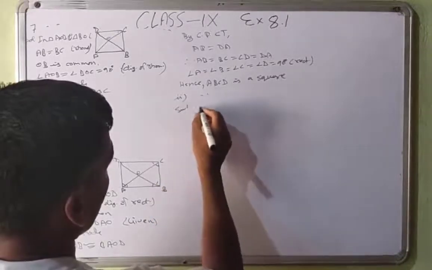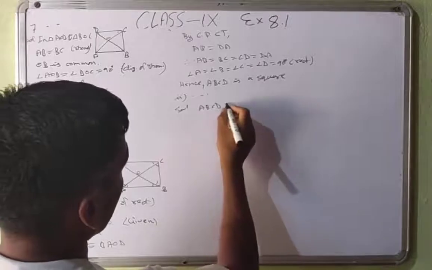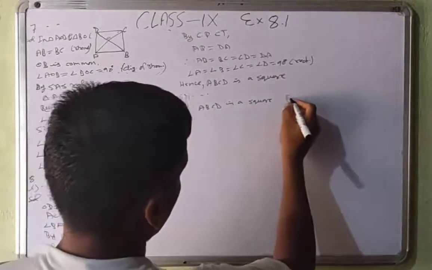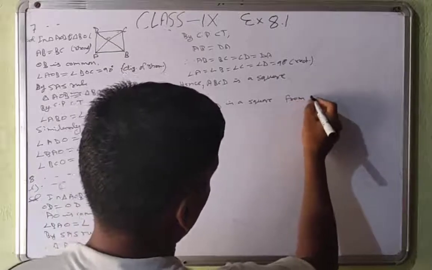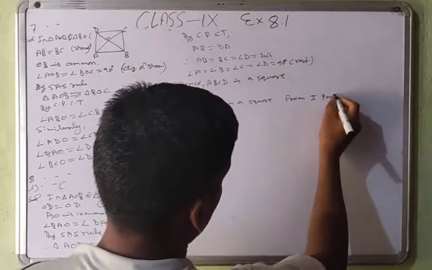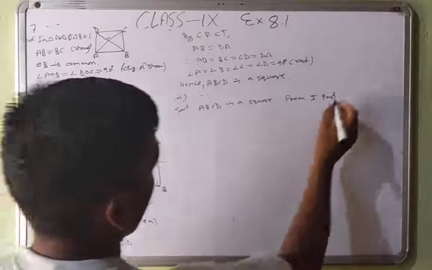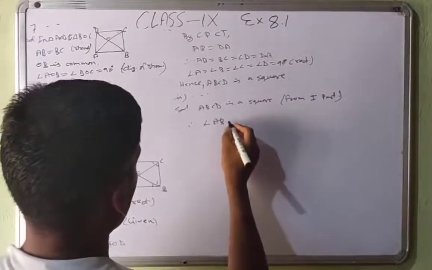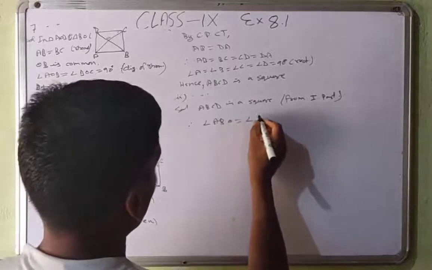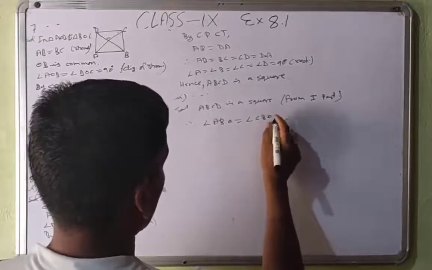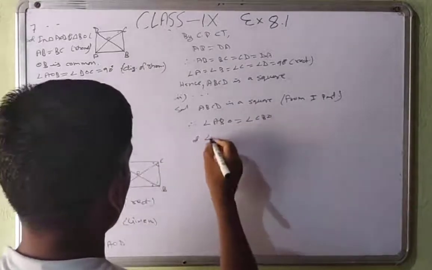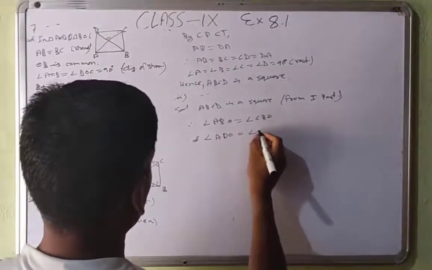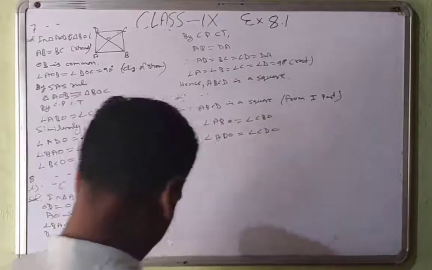Second part, this is a square. So ABCD is a square from the first part. So angle ABO is equal to angle CBO and angle ADO is equal to angle CDO.